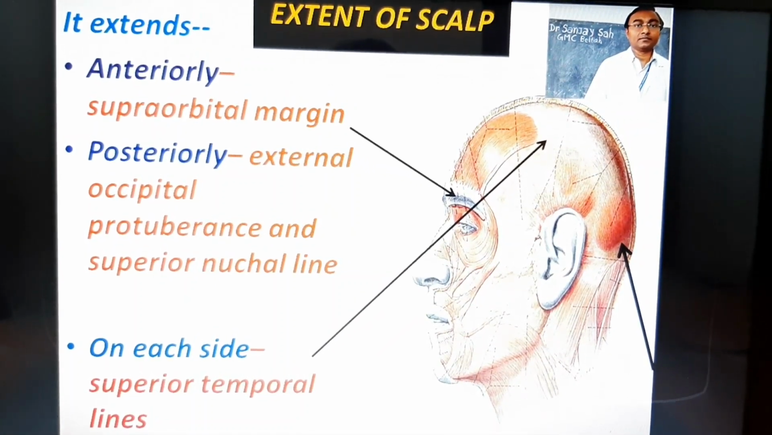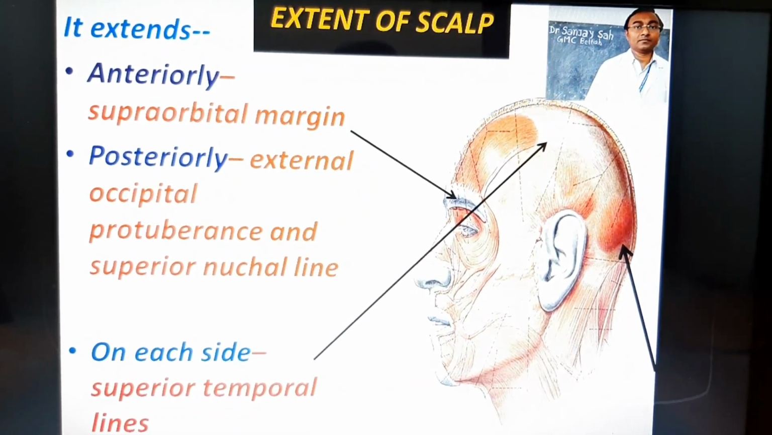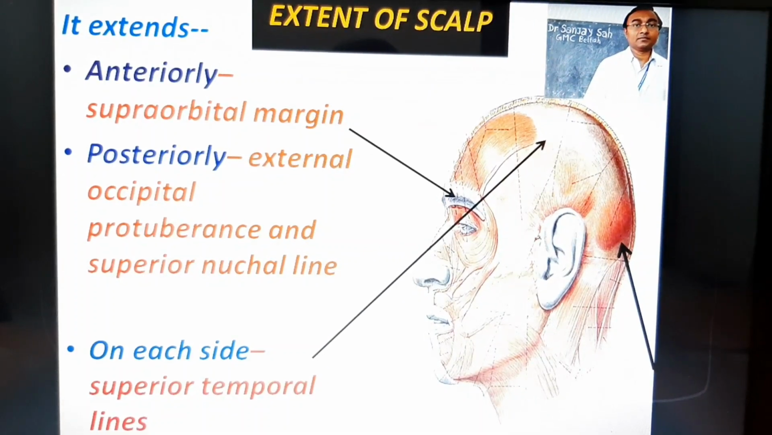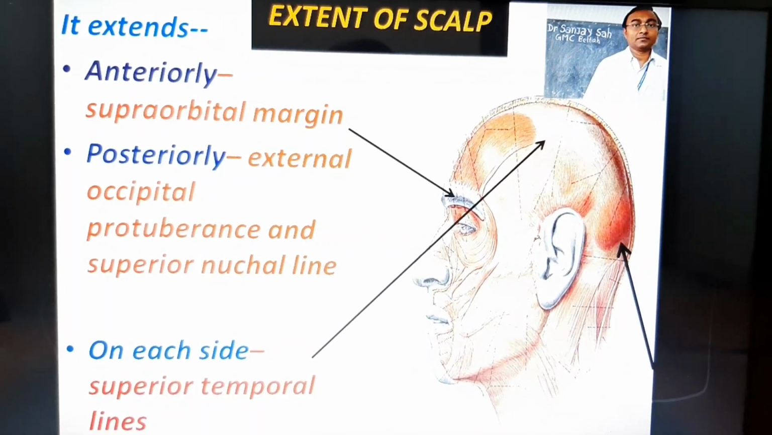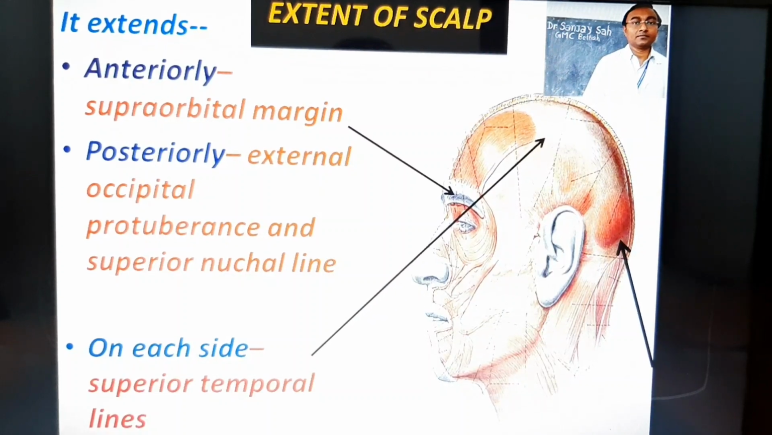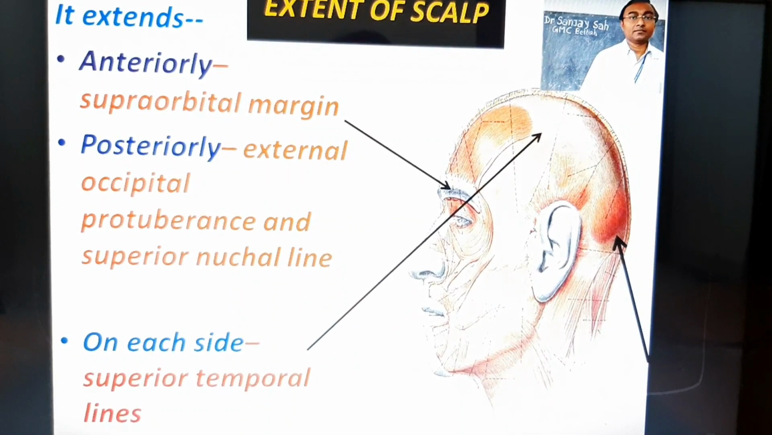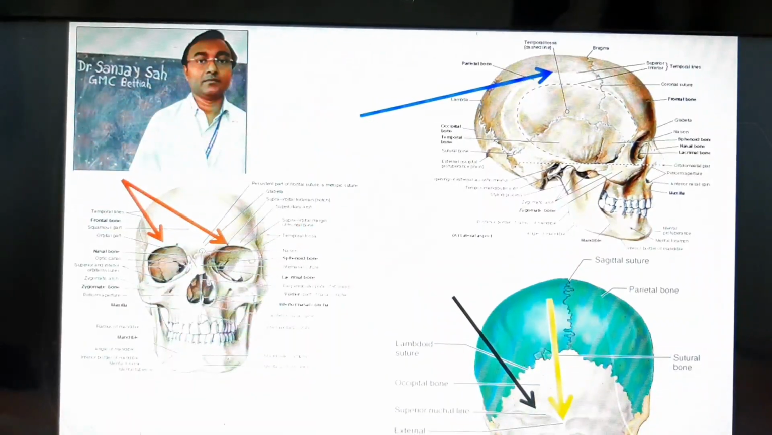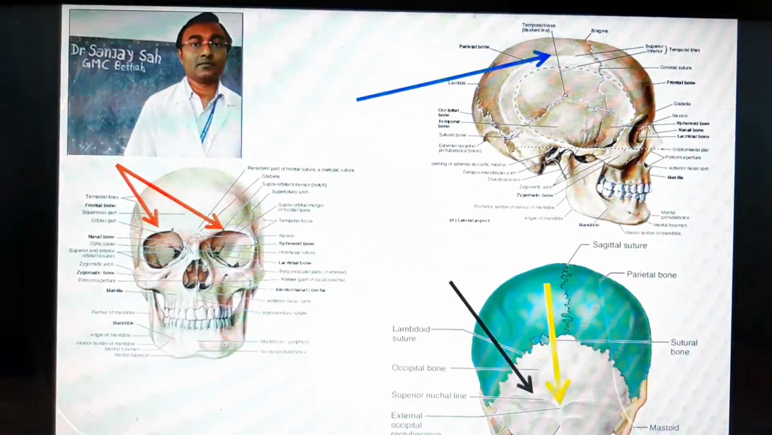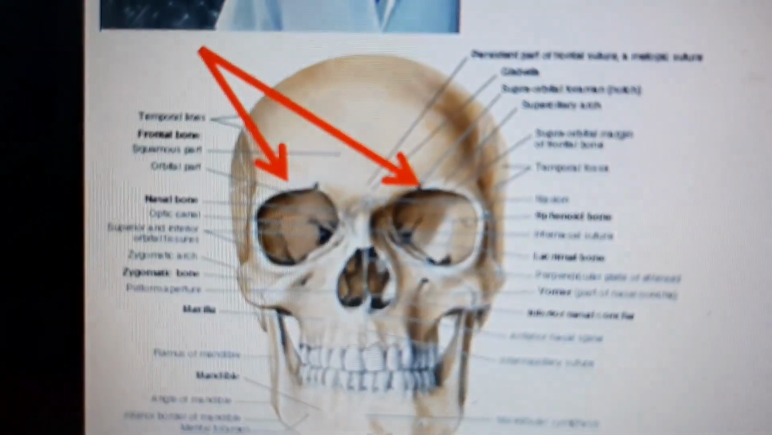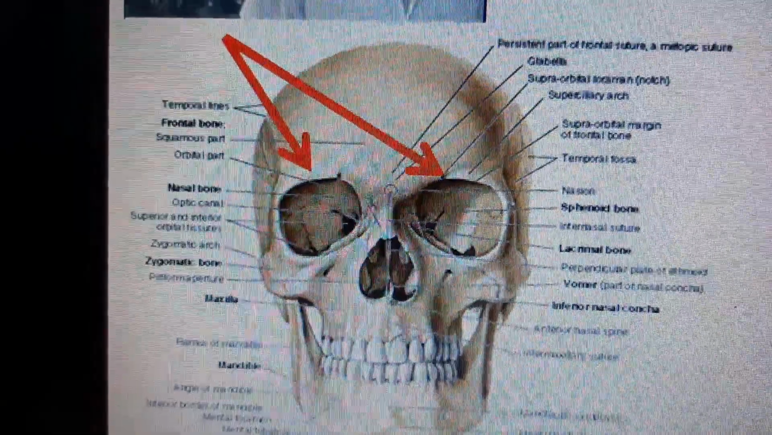There are two temporal lines in the skull, the superior temporal line and the inferior temporal line. The name is temporal, but it is present on the parietal bone of the skull. Now you can also see the arrow marks of the atlas in this PowerPoint. In this diagram you can see the supraorbital margin of the frontal bone marked by the red arrow.